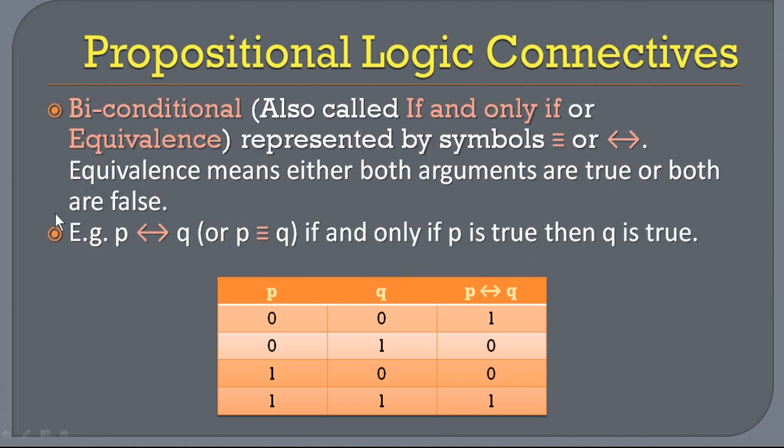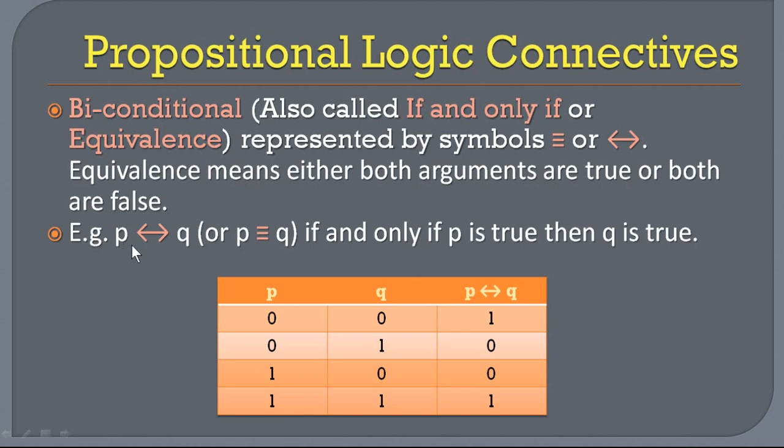Next is biconditional, or you can say if and only if, or you can call it equivalence. It is represented by, in Word, this triple line, or you can see a double-headed arrow. These are some symbols used for equivalence. This means either both arguments are true or both are false. So we'll come to that.